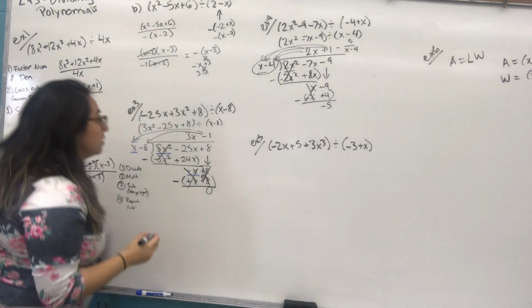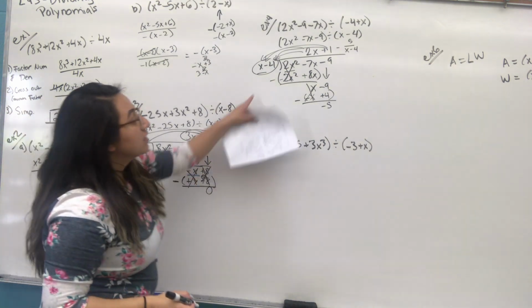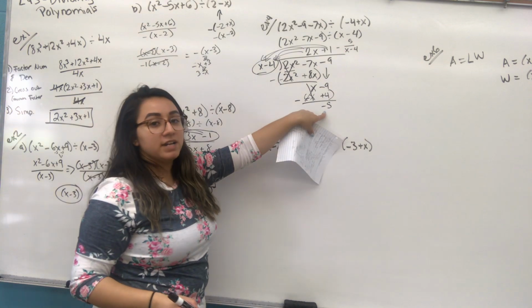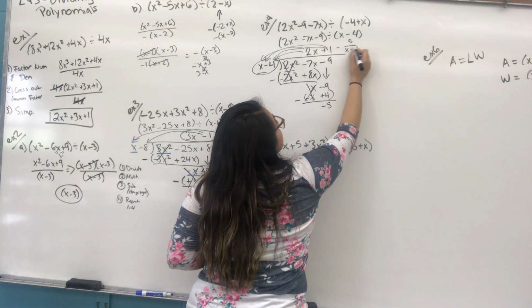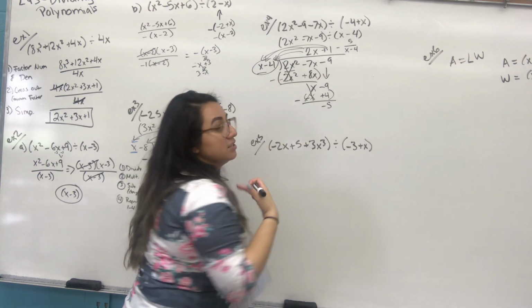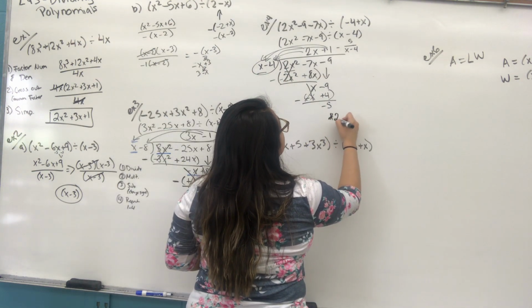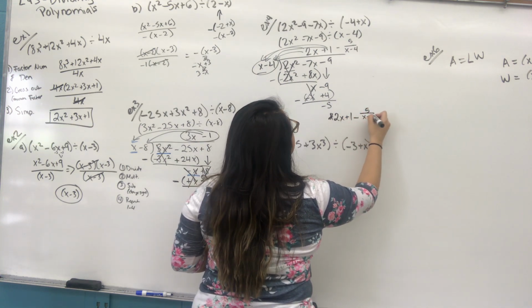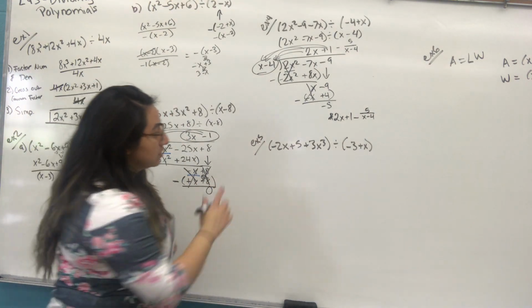I didn't say on this one, but your answer would be 3x minus 1. But here, now we have a remainder. This one had a remainder of 0. This one has a remainder of negative 5. So now you make a fraction. You have the remainder on top, and then you have your original problem that you're dividing on the bottom. So now your answer would be 2x plus 1 minus 5 over x minus 4. And that's it. Next one, you divide those two.